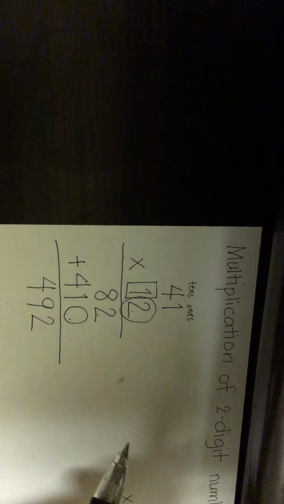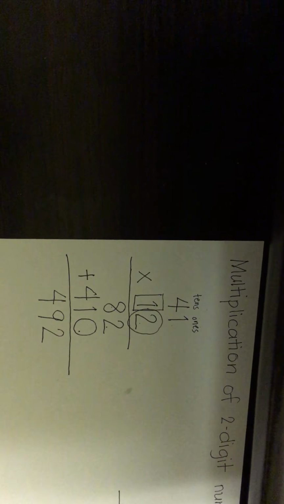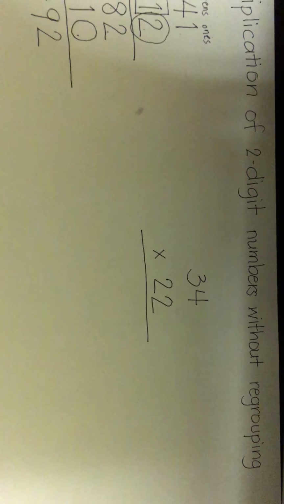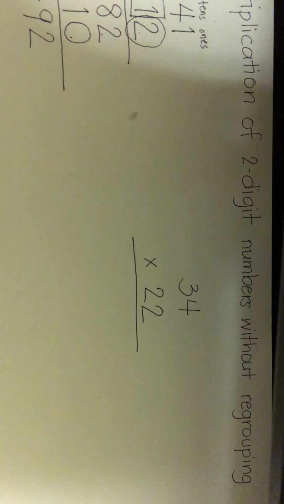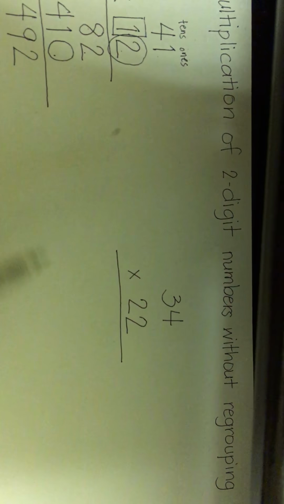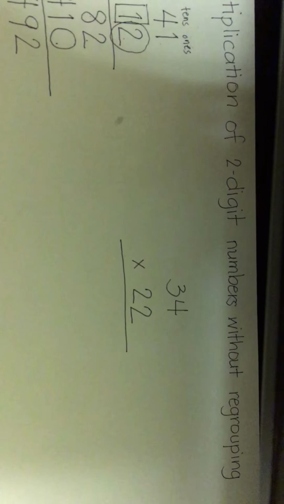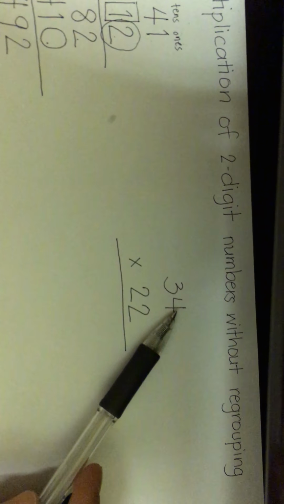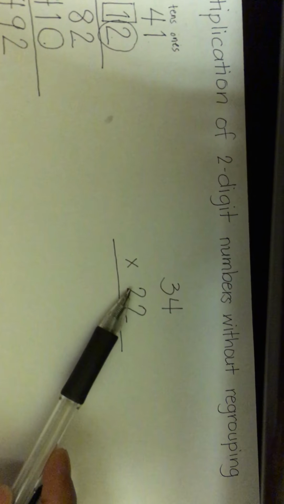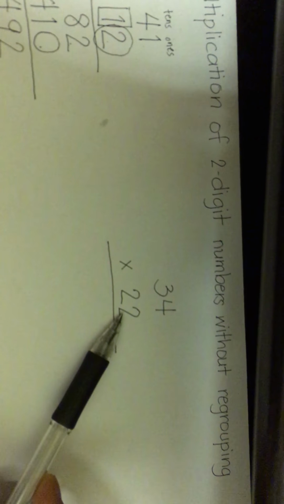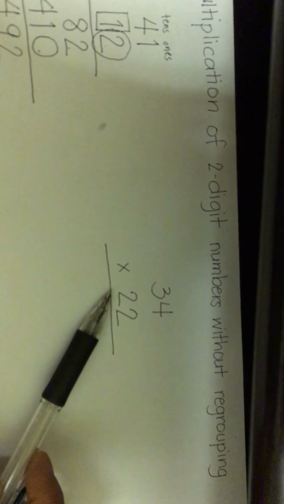Let's go to the next example, which is 34 multiplied by 22. Again, the same steps that we did with the first example. First, you have to align the numbers: ones to ones, tens to tens. So 4 and 2 are the ones, and 3 and 2 are the tens.